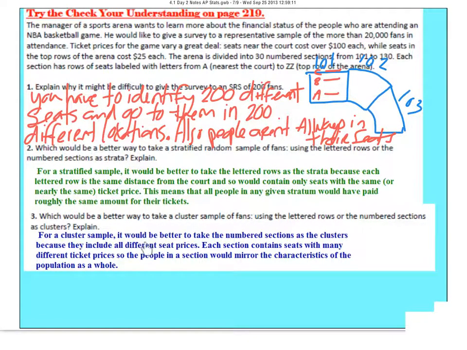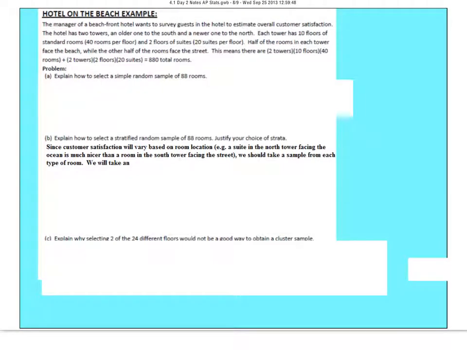So saying that, it would be better to take the numbered sections as the clusters because they include all different seat prices. Each section contains seats with many different ticket prices, so the people in this section would mirror the characteristics of the population as a whole. Let's look at one more example and go deeper into talking about how we actually do our SRS.